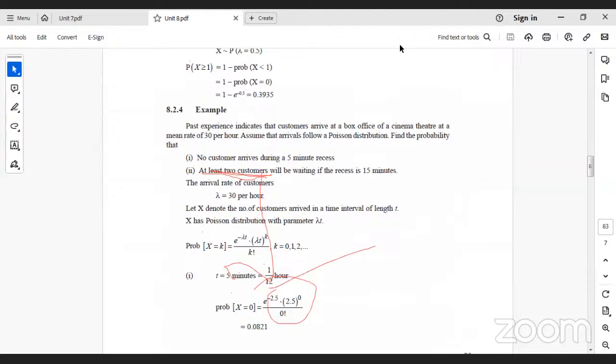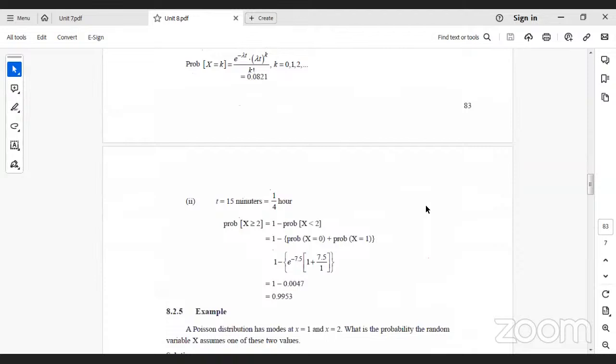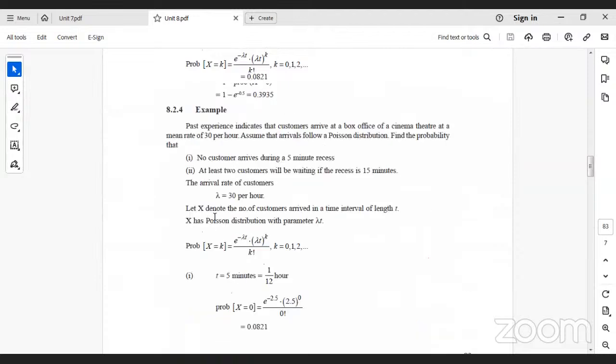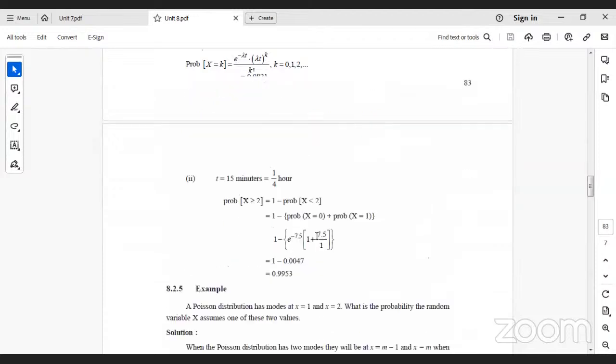I kept writing because it was given below. For the second one, t is equal to 15 minutes at 30 per hour, which is 15 by 60, equal to 1/4. Then 1 minus probability of X less than 2, that is X equal to 0 and X equal to 1. 30 times 1/4 is 7.5. So e power minus 7.5 plus 7.5 power 1 by 1 factorial is the total.